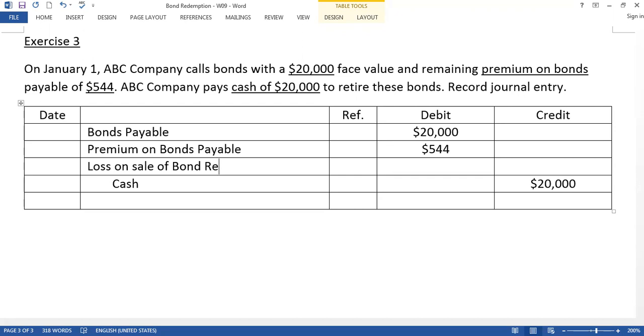So if I change this question, something like this, then it is more easy, more clear. So I change the number, 20,600. Loss on bond redemption. So it is now $56, right?